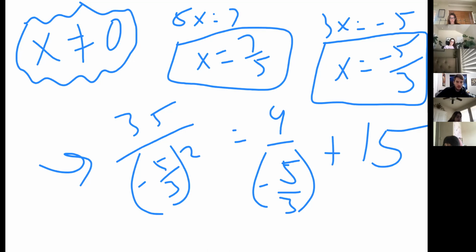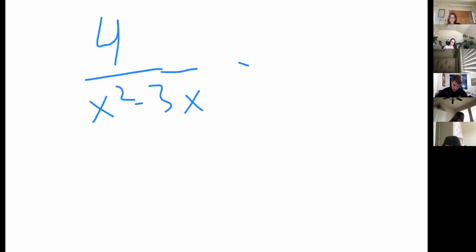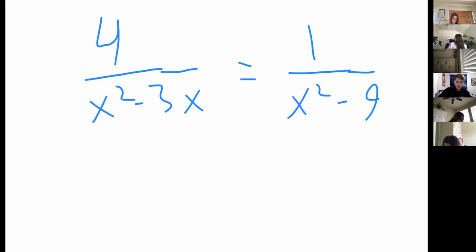Are there questions about this? I know the quadratic stuff is a little messy in this section from what it looks like. But the important thing, the thing that we're adding on, is, can you find the LCD? Can you multiply everything by the LCD? So if I have something like 4 over x squared minus 3x, and this is equal to 1 over x squared minus 9.